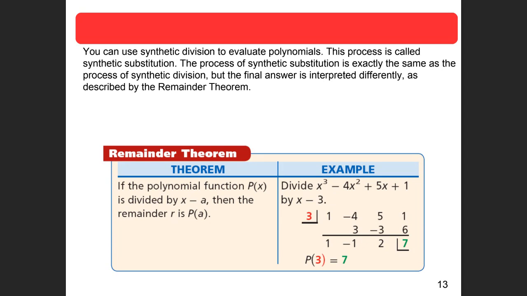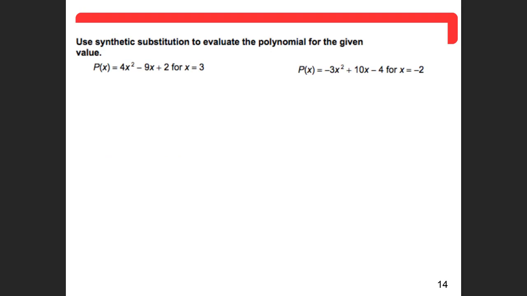If the polynomial function p of x is divided by x minus a, then the remainder is the value. What the heck does that mean? Okay, so let's go to this problem. It says use synthetic substitution to evaluate the polynomial for the given value. Well, I could just plug 3 in here. Basically what they're saying is evaluate p of 3. They're asking us to plug 3 into this function.